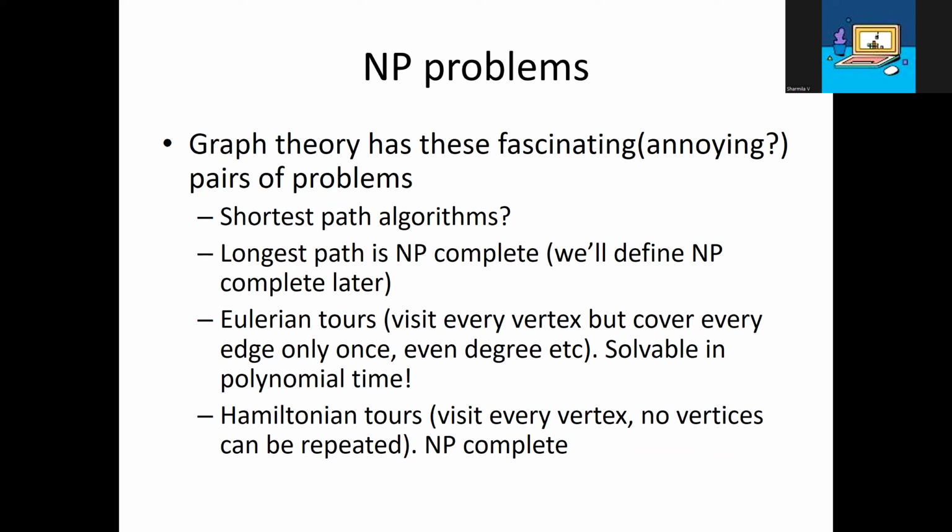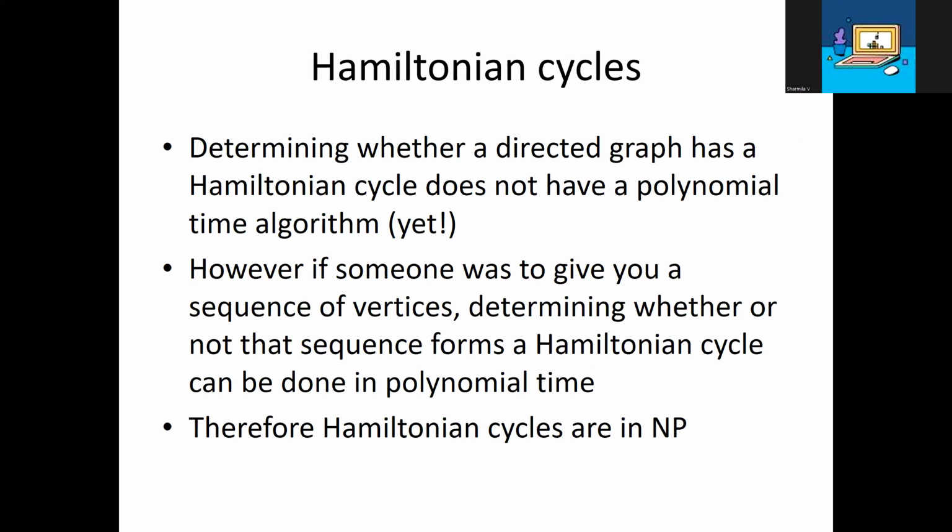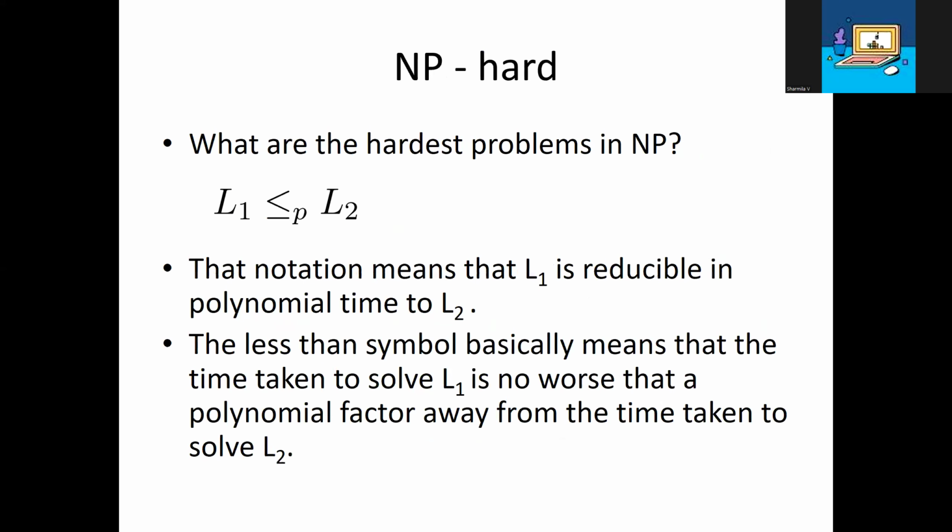Here, examples of NP problems come from graph theory: the shortest path algorithm, the Hamiltonian cycle problem, and so on. These are different examples of NP problems. Now, what is an NP-hard problem? L1 is less than or equal to L2. Here the notation means L1 is reducible in polynomial time to L2.